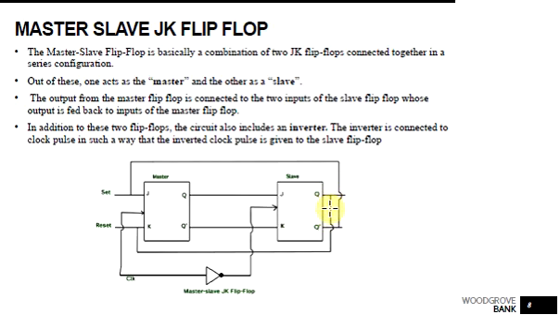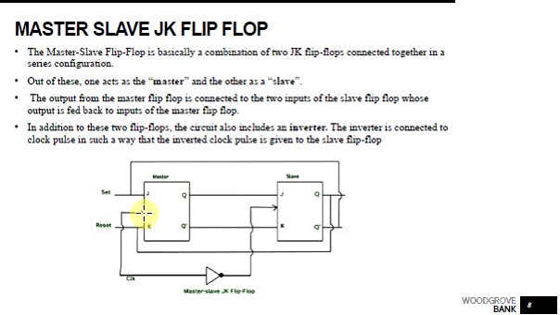Output Q is fed back to the K input of the master. Similarly, Q bar is connected to the J input of the master. This feedback configuration from the slave output to the master input gives the characteristic toggle effect of the JK flip-flop, which we'll discuss later. So basically this is an RS flip-flop with feedback.